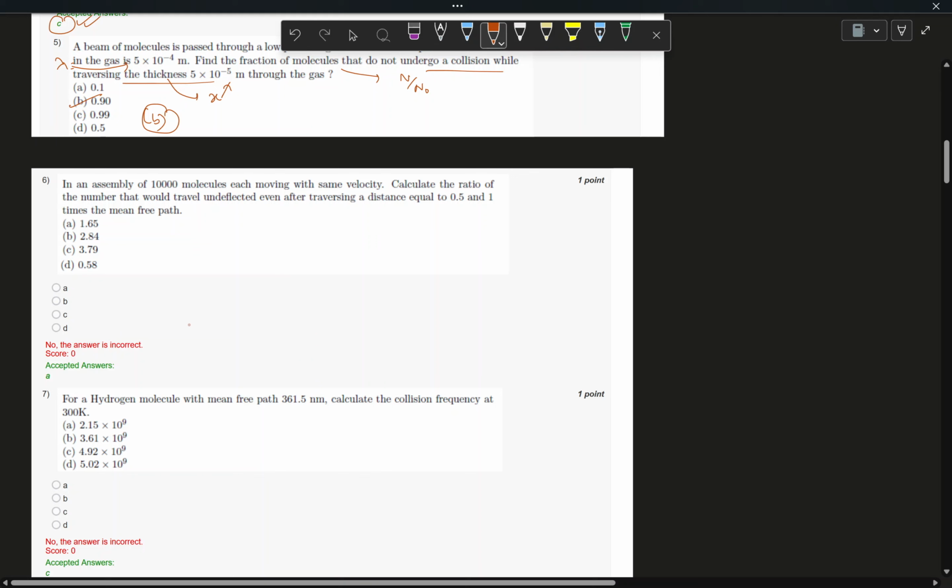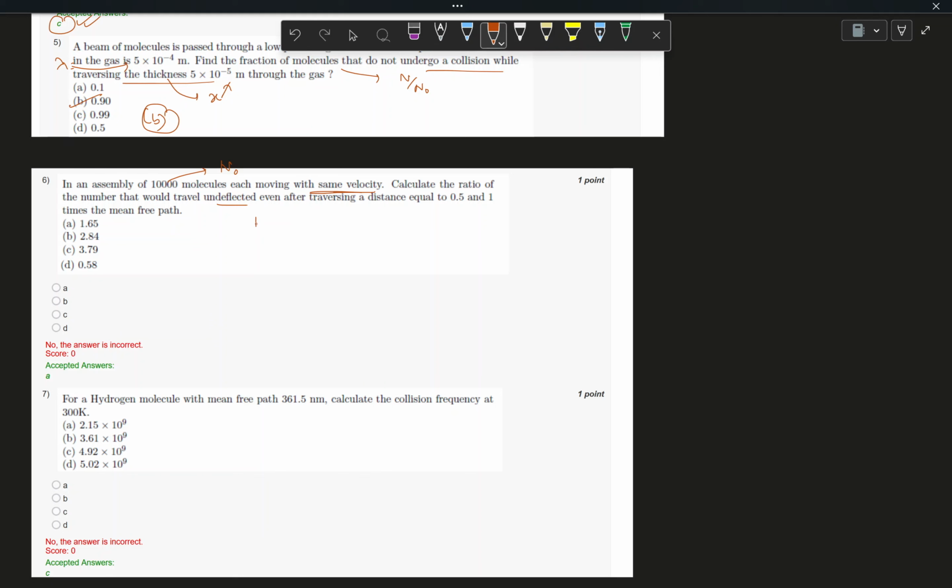Then question number 6 is that in an assembly of 10,000 molecules, each moving with same velocity, calculate the ratio of the number that would travel undeflected even after traversing a distance equal to 0.5 and 1 times the mean free path. So you have total number of molecules at the starting as 10,000, which is your n naught, right? The total number of molecules at the very first. Then each moving with the same velocity. Okay, so they are having a velocity, they move in unison. Then calculate the ratio of the number that will travel undeflected.